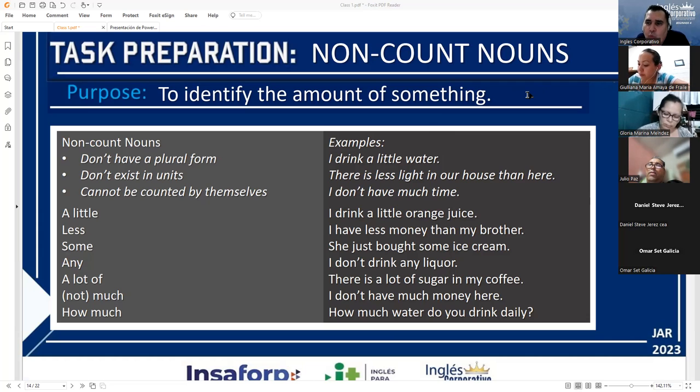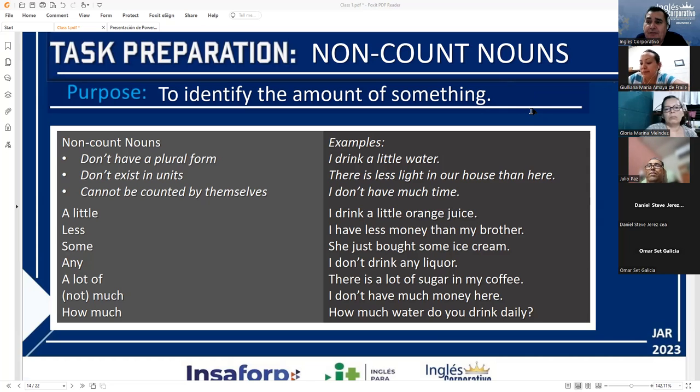Glorita has 1 pound of cheese. Juliana has half a pound of cheese. Who has less cheese? Juliana has less cheese because she has half a pound. Not 1 pound, but half a pound, right? And Glorita has one complete pound. Therefore, who has less? Juliana has less.